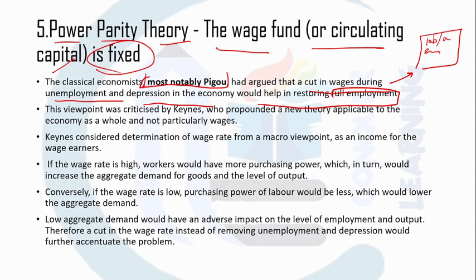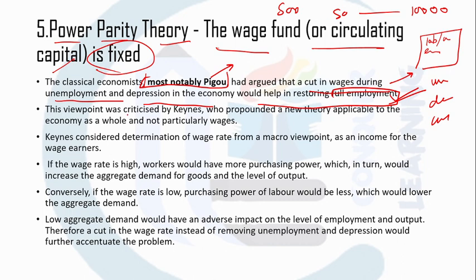Jitne log hain labor force mein, unemployed or economy mein, all are having the employment. That is called as full employment. So Pigou said that full employment is possible if during the time of unemployment or during the time of depression there is a reduction, a cut in the wages. Matlab aap ek jan ko hi 10,000 rupaye de rahe ho, it's better to give 5,000 to two people. So he said cut down the wages and give the employment to everyone.